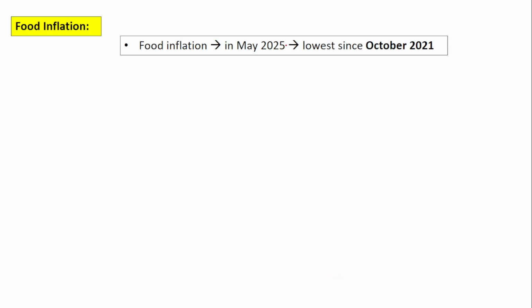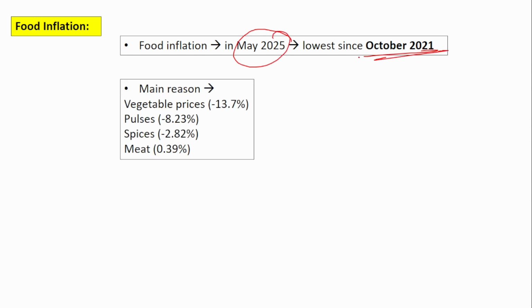Various factors helped in bringing the inflation down so much. The first is food inflation. The food inflation in May 2025 is the lowest since October 2021. The main reason is that vegetable prices have gone down by 13%, pulses prices have gone down by 8%, and spices by 2%, while meat prices have increased by just 0.39%. Due to food inflation being the lowest since October 2021, the overall inflation has also come down.